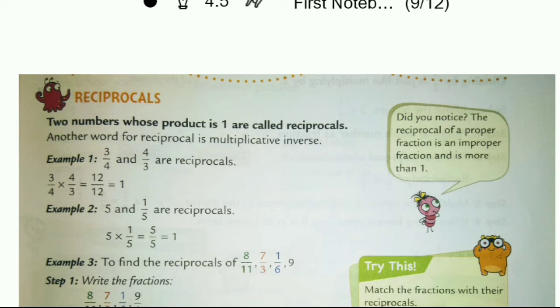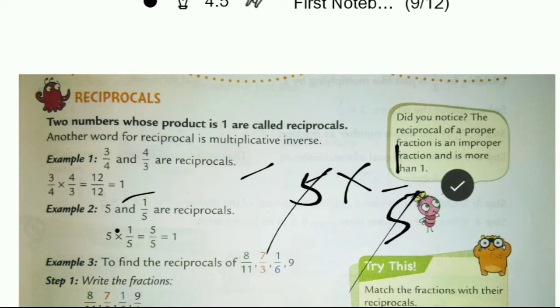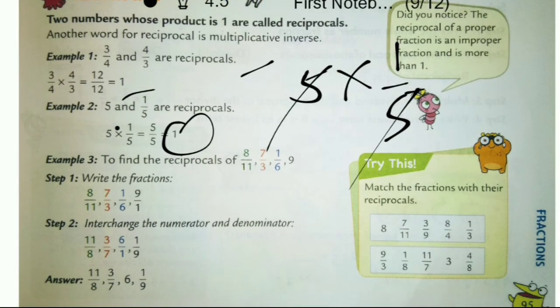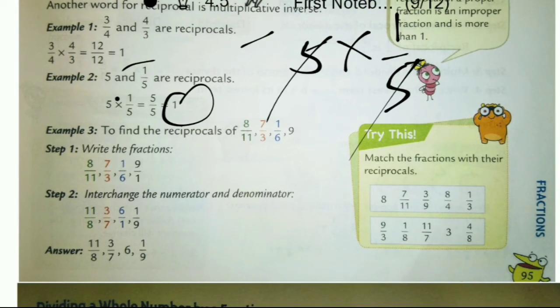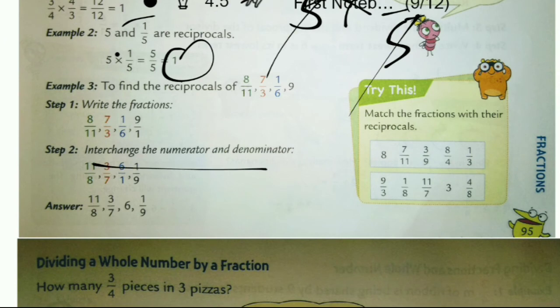Okay. In this one, 3 by 4 and 4 by 3 are reciprocals. Yes. Why? We get the answer 1. Then also we can say that 5 and 1 by 5 are reciprocals. How? This 5 and 1 by 5. So 5 and 5 are cancelled. The remaining answer is 1. So yes, it is a reciprocal. So like this, all the questions are there. Reciprocal means that the numerator will come into the denominator and the denominator will go to the numerator only. That is known as reciprocal.